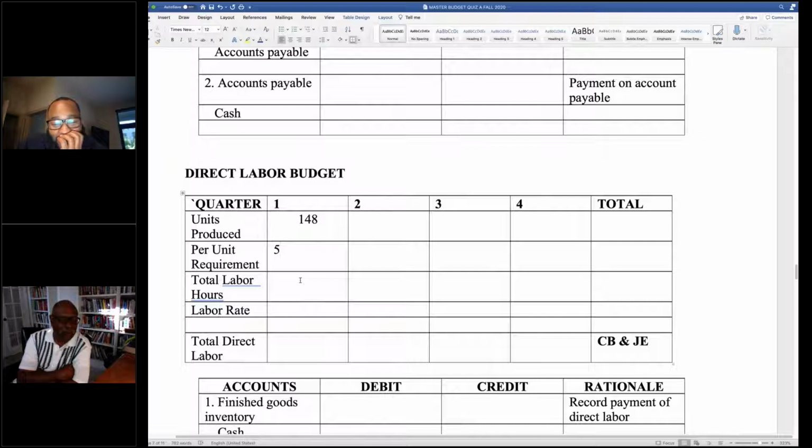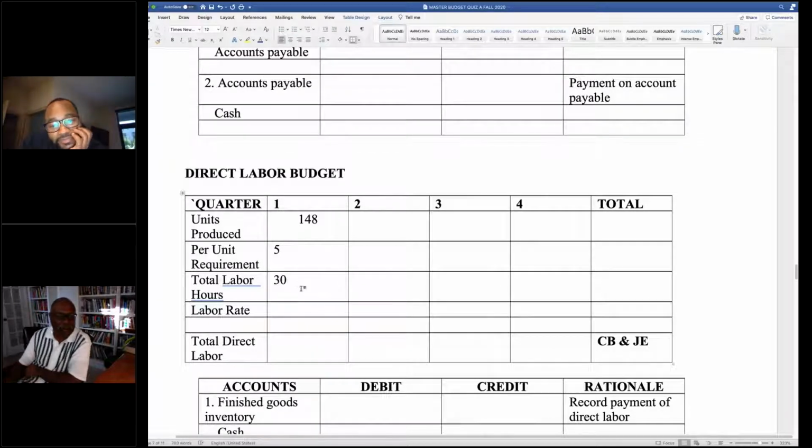Okay, so let's see. If you got 148 things to be made, and you can make 5 in an hour, how many hours are you gonna work to make them? So that'll be 148 divided by the 5. Let's just say about 150 divided by 5. What do we get? 30. Okay, put a 30 there.